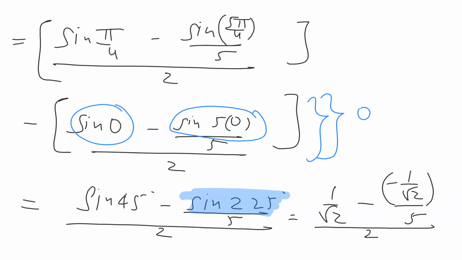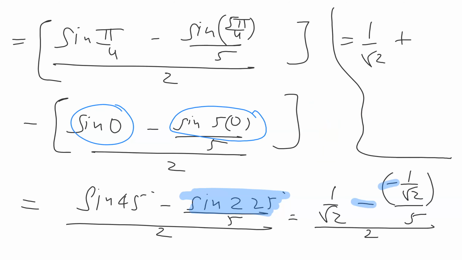So I'll solve this further. This minus and this minus will be plus 1 by root 2 plus, 1 by root 2 upon 5, the whole upon 2. So it is 1 by root 2 plus 1 by 5 root 2, upon 2.